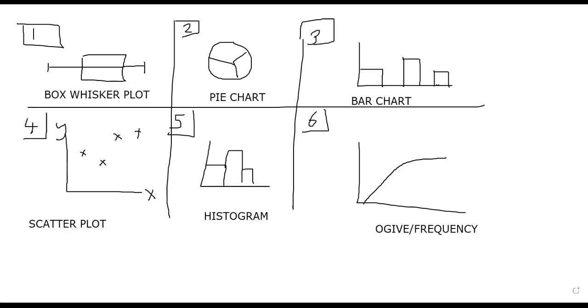So quick, can you remember? Data is classified into quantitative and qualitative. Mention any two types of quantitative data. Two types of quantitative data. Number one.